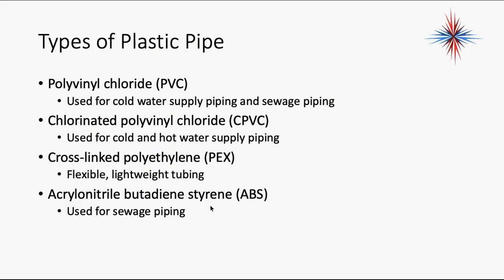There's different types of plastic pipe. You have PVC, used basically for cold water supply piping and sewage piping. You have CPVC, which is just a different type of PVC. It has the ability to carry hot water. That's the difference. Plain PVC won't handle hot water very well. CPVC uses hot water. Then you have PEX tubing. It's a flexible, lightweight tubing, but it needs to be supported.